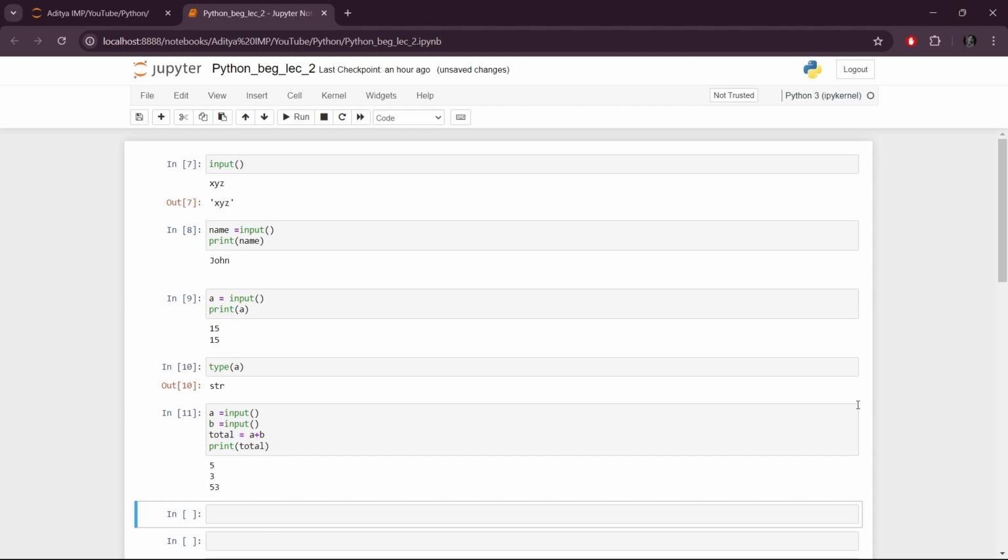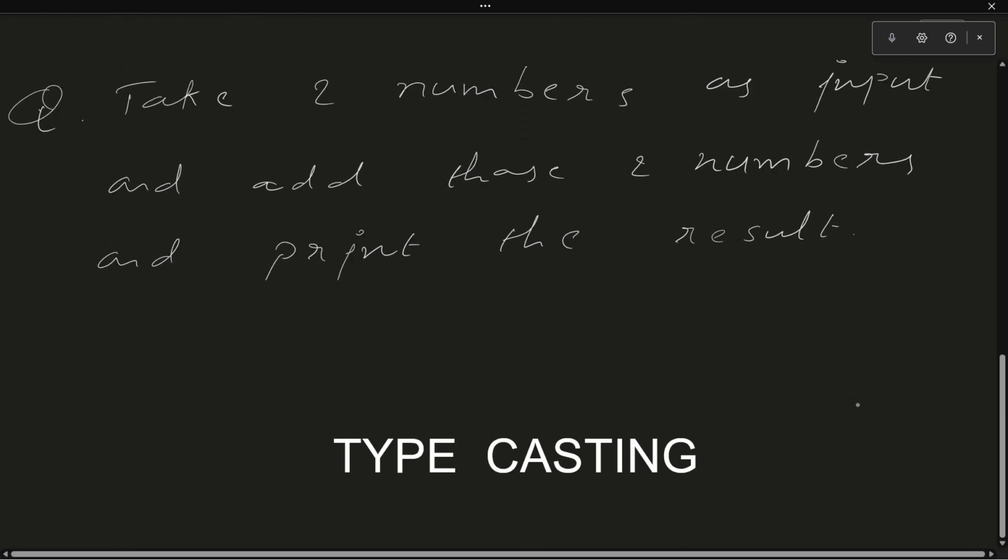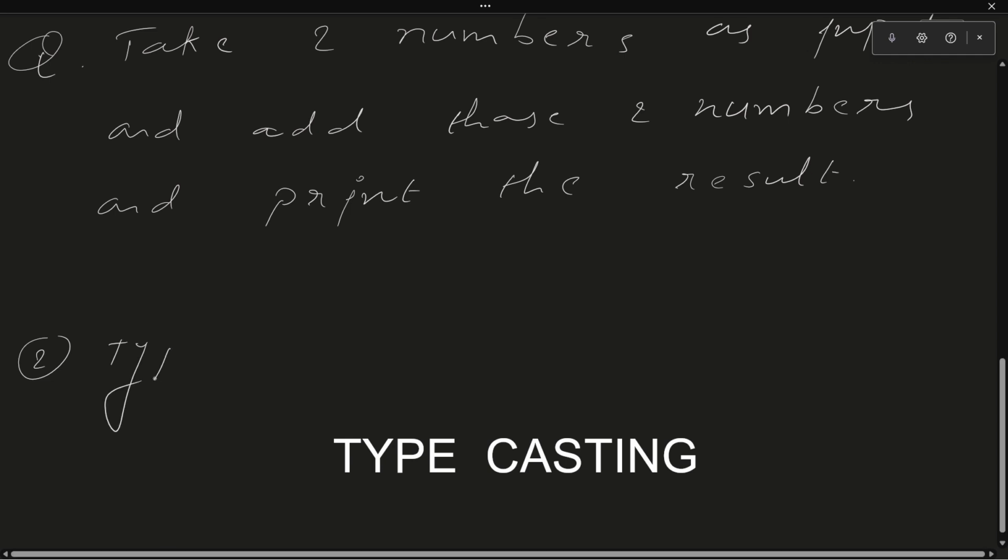Because as we understood, the output of the input function is always a string. So here the values of a and b are in the form of strings instead of integers. So it is giving 53. First of all we need to convert the string output into an integer output. For that we have to learn another concept, and our second concept is called typecasting. Typecasting.